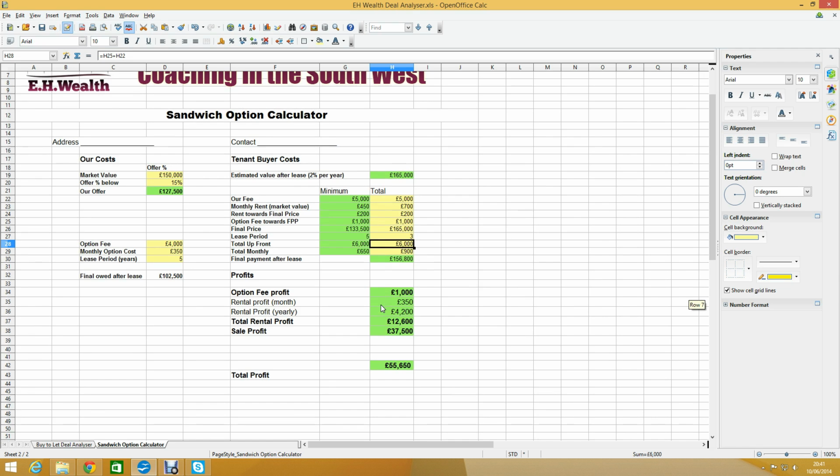So then the nice bits at the end, these are the profits that you're going to make on this. So option fee, which is obviously an upfront straight away in your bank payment, which will be £1,000. Then we come out with your rental profit per month, which is £350. Then it comes out with your yearly, 4,200, and the total rental profit over the 3 years that you're going to lease it to somebody. Obviously, you put out 5, it changes.